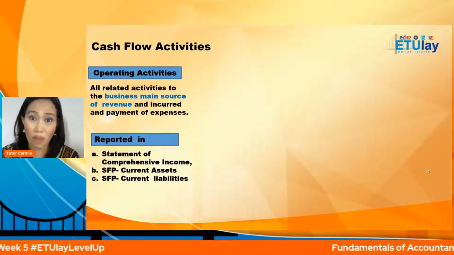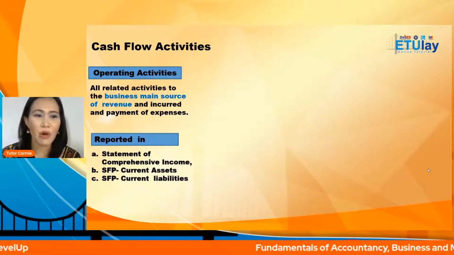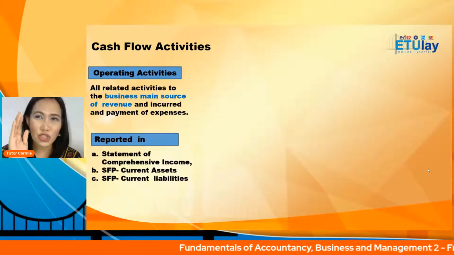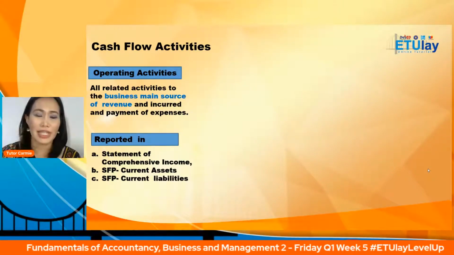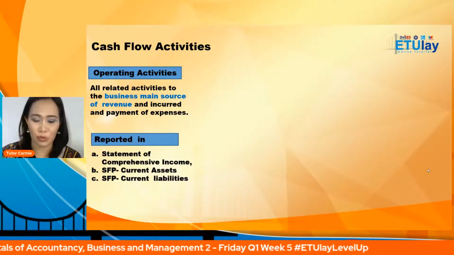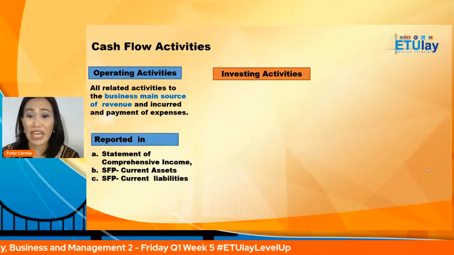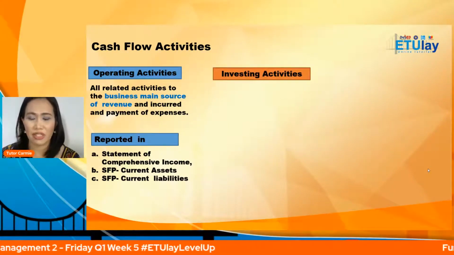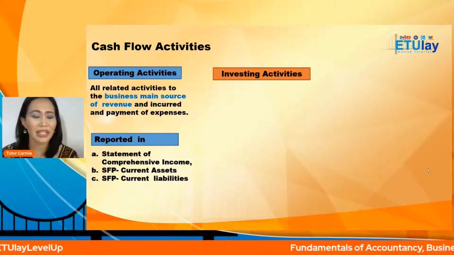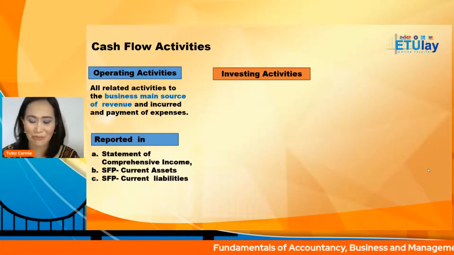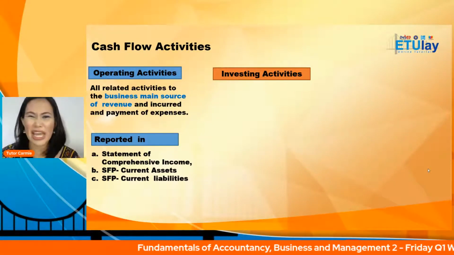So yan po ang ating operating activities. Lahat lang po ng source of income or revenue, main source of revenue ng business ang naka-record dito. Next, we have the investing activities. So, si company ang yaman, ang daming pera. Hindi niya alam kung saan niya dadalhin ang kanyang pera. Okay, so anong ginawa niya?